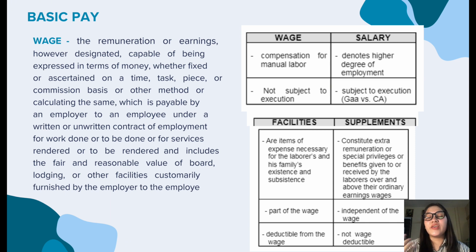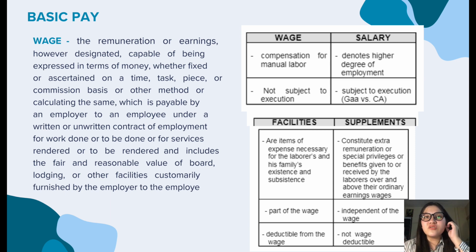So here we also differentiate the facilities and the supplements. Facilities are the items or expense necessary for the laborers and his family's existence and subsistence, while on the other hand, supplements constitute extra remuneration or special privileges or benefits given to or received by the laborers over and above their ordinary earnings or wages. So facilities are part of the wages, while supplements are independent of the wages. And also the facilities are deductible from the wage, but the supplements are not wage deductible.